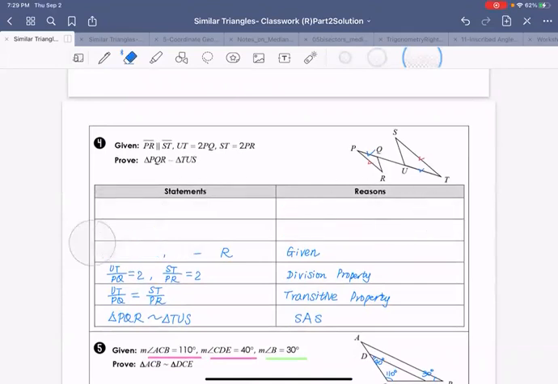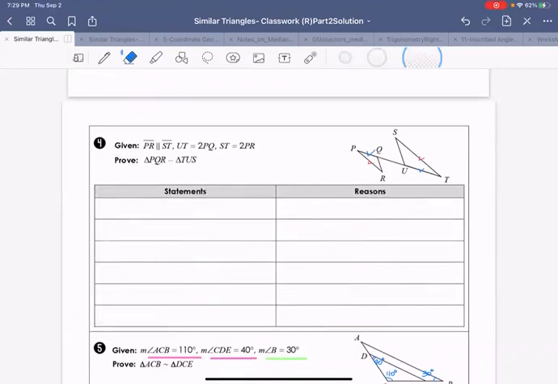Kathleen. Let's try number 4. Line PR is parallel to ST because it's given. You want to read it first? Can you read it first and then we do it? Okay. UT is equal to 2PQ, ST equals to 2PR. Prove that PQR is similar to TUS. Okay. So we copy this first, right? What we read here? Given.